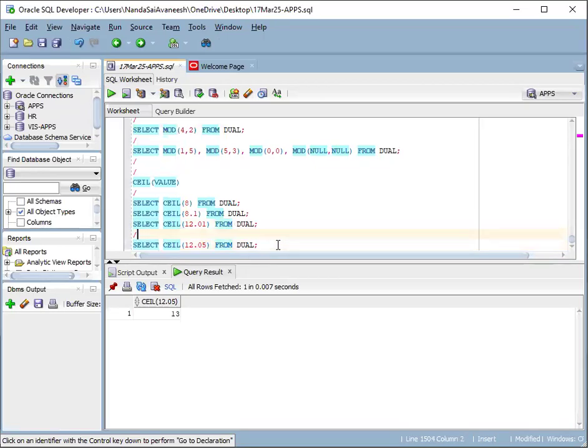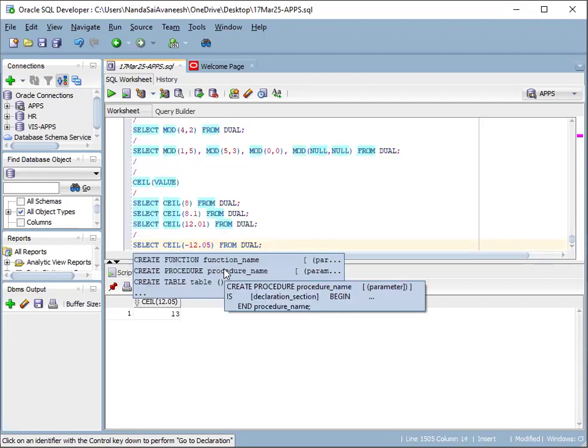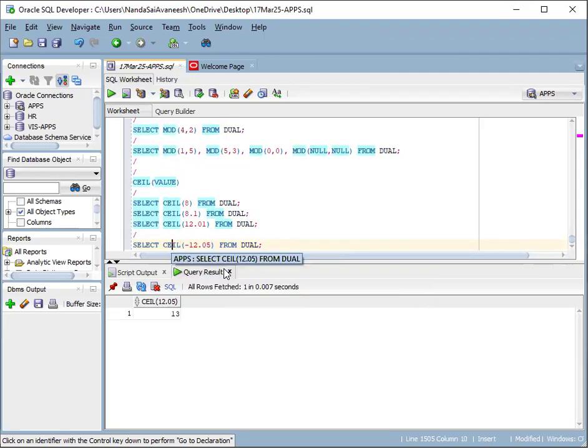Okay. So CEIL will consider the next highest value after the decimal point. Suppose you take the positive values here, you'll get the next highest value for this value. Suppose you are taking a negative value, the next highest value for the negative, for minus 12.05, will be minus 12 only.